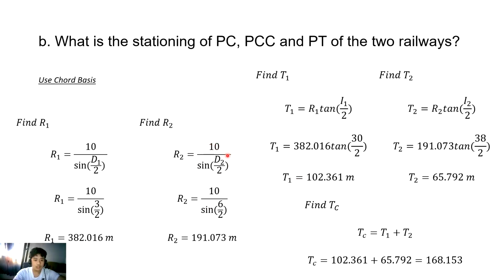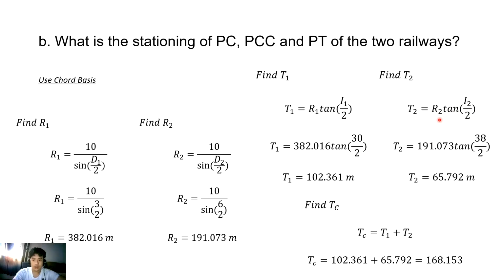Para naman sa R2, same formula pa rin. Then, substitute lang natin yung D2, which is yung 6 degree. And we'll get 191.073 meters. Then, para naman sa T1, same formula. R1 times tangent I1 over 2. So, ang R1 natin, which is ito, 382.016 times tangent 30 degree, yung I1 over 2. Then, we'll get 102.361 meters.